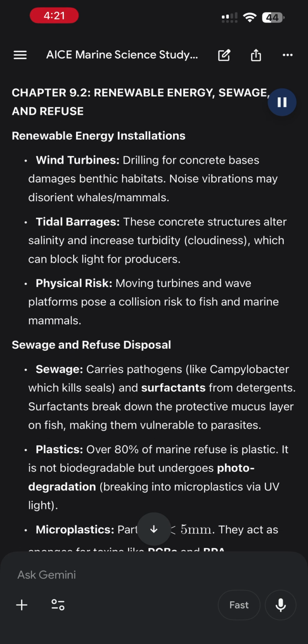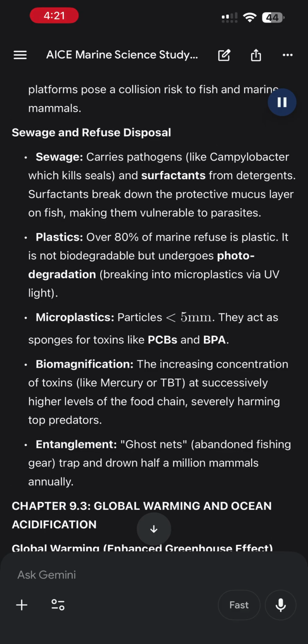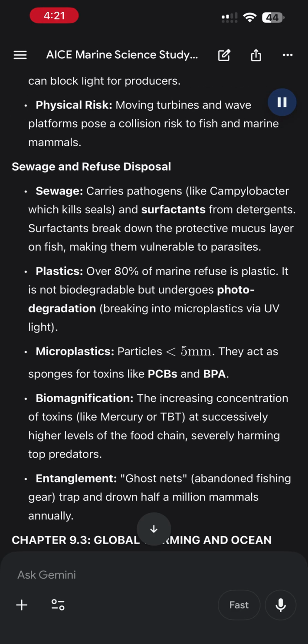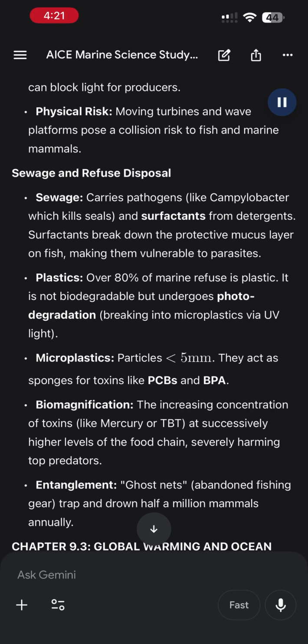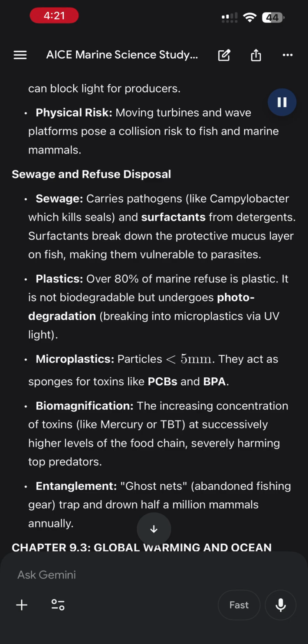Sewage and refuse disposal. Sewage carries pathogens like Campylobacter, which kills seals, and surfactants from detergents. Surfactants break down the protective mucus layer on fish, making them vulnerable to parasites. Plastics. Over 80% of marine refuse is plastic. It is not biodegradable, but undergoes photodegradation, breaking into microplastics via UV light.